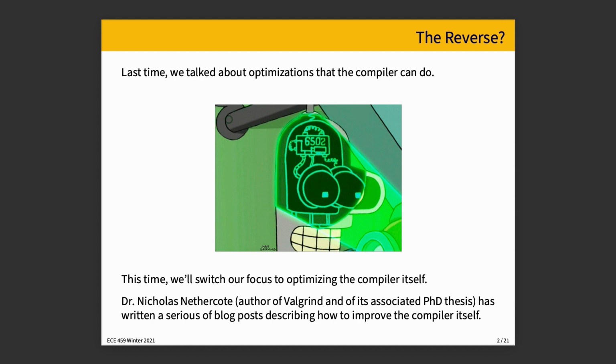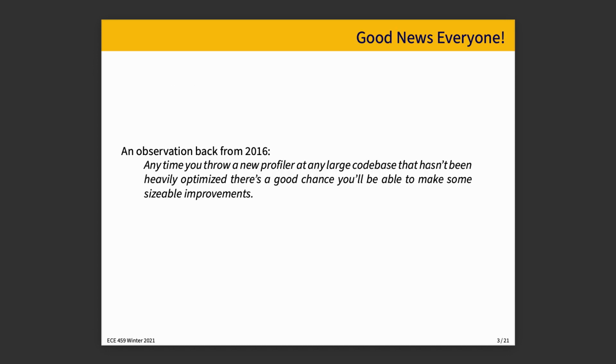So this topic is going to be based on the series of blog posts that were written. There are a couple from 2019, one from 2020, and also some from 2018 as well as 2016. But we're more interested in the recent ones because there's more interesting stuff to do there. An observation from 2016 is that anytime you throw a new profiler at a large code base that hasn't been heavily optimized, there's a good chance you'll be able to make some sizable improvements.